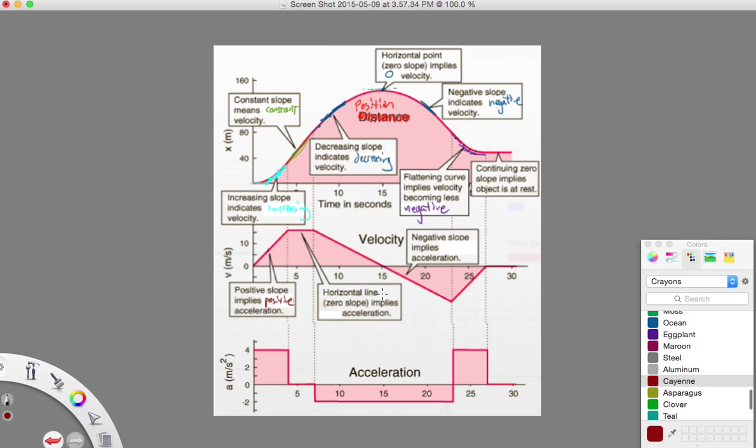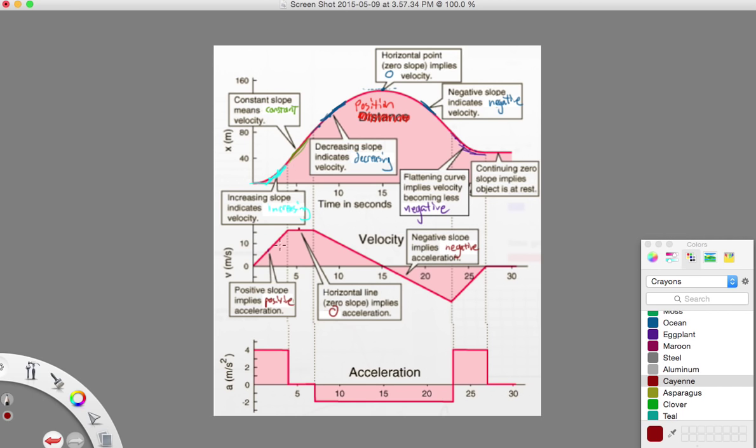And a horizontal line, zero slope, implies, well, since the acceleration is just the slope of this line, it should be zero acceleration. And a negative slope implies a negative acceleration, because this slope right here is negative. It's all about the slope. The slope is the acceleration, so it makes sense that these should be the same.